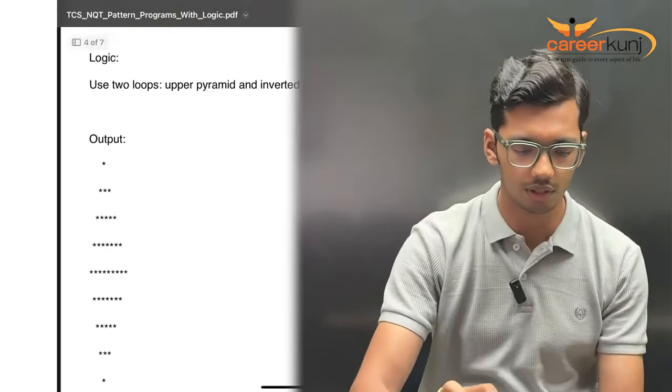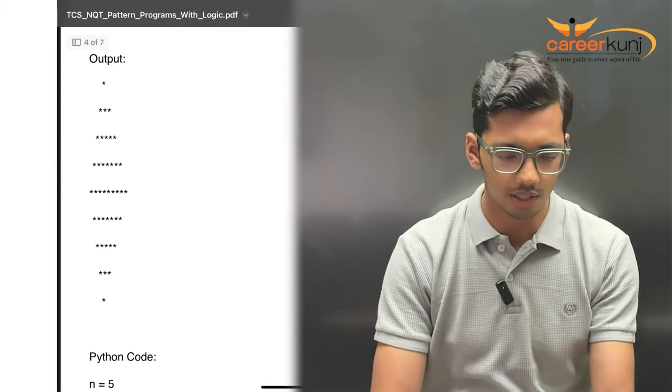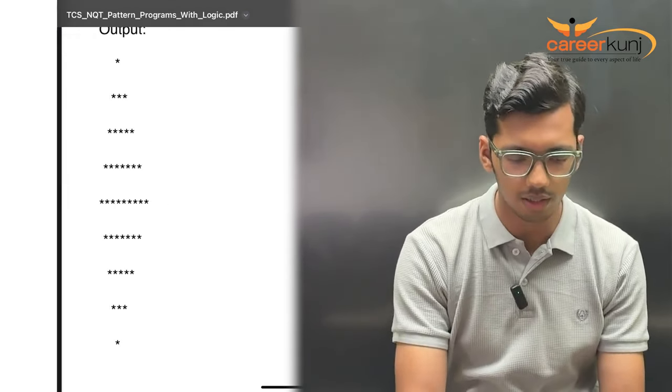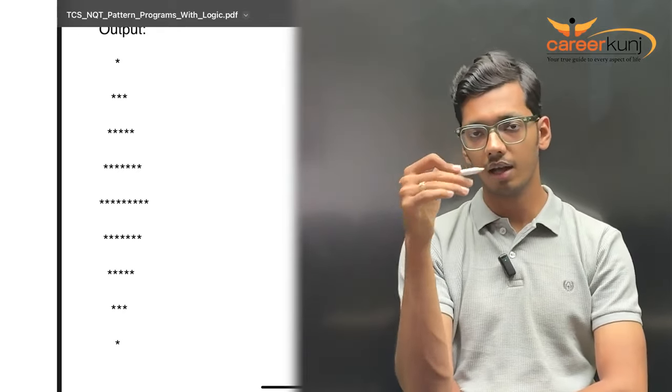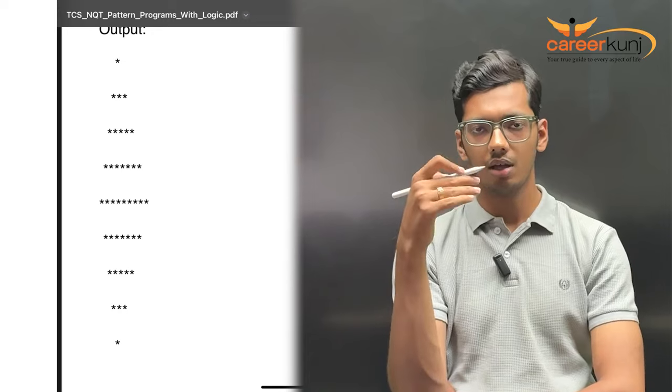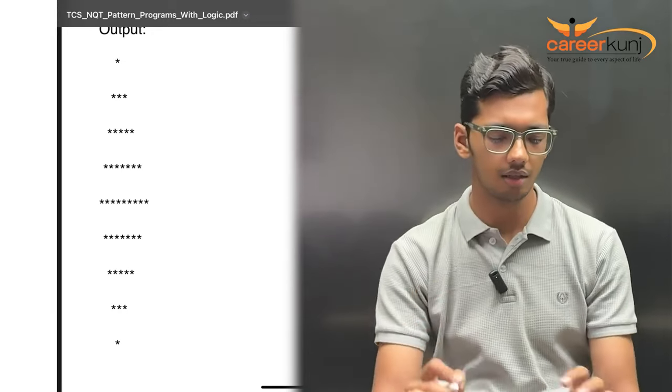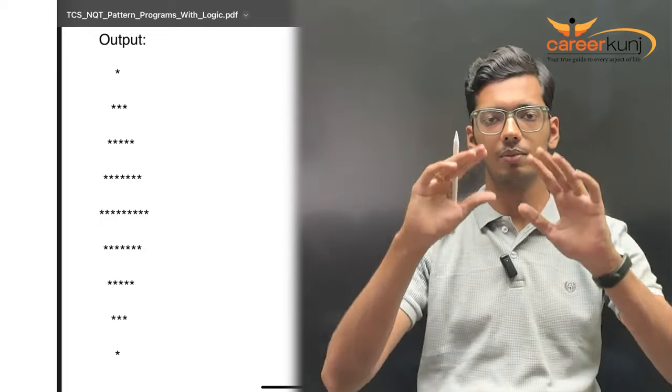All right, let me show you the shape first. Are you able to see my screen? This is the diamond shape. It is 1 star, then we have 3 stars, 5, 7, 9, again 7 stars, 5 stars, 3 stars, and then at last 1. So as I said, the logic is nothing but a pyramid plus an inverted triangle, with just a single baseline.